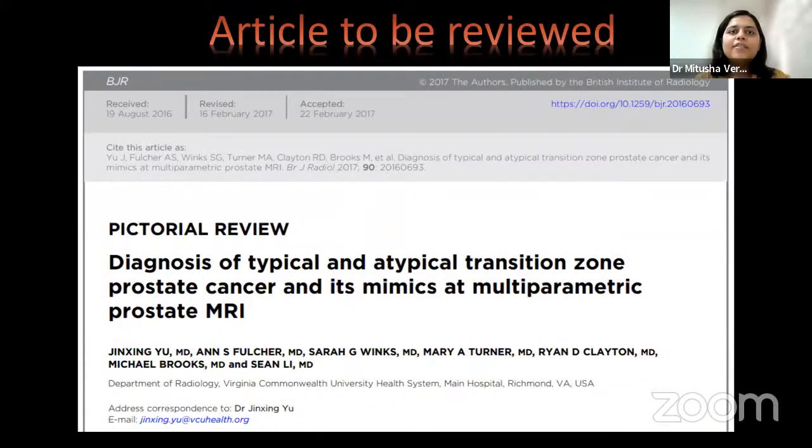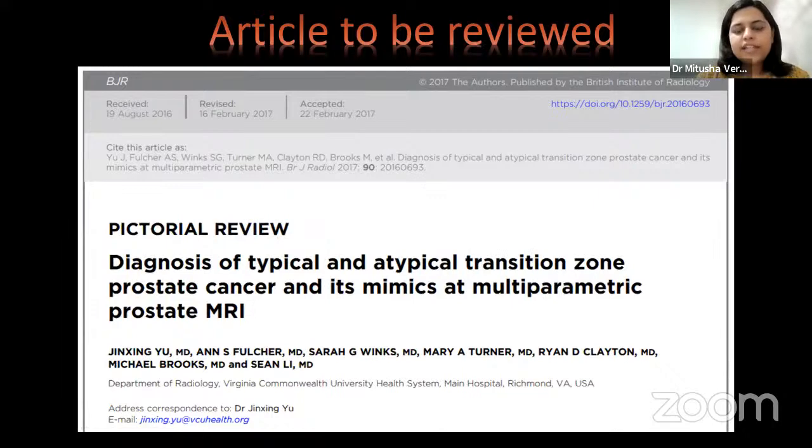So the article which we are going to review today is this one, which is Diagnosis of Typical and Atypical Transition Zone Prostate Cancer and its Mimic at Multiparametric Prostate MRI. So this is an article which got published in year 2017, but it is relevant and let's go through it.